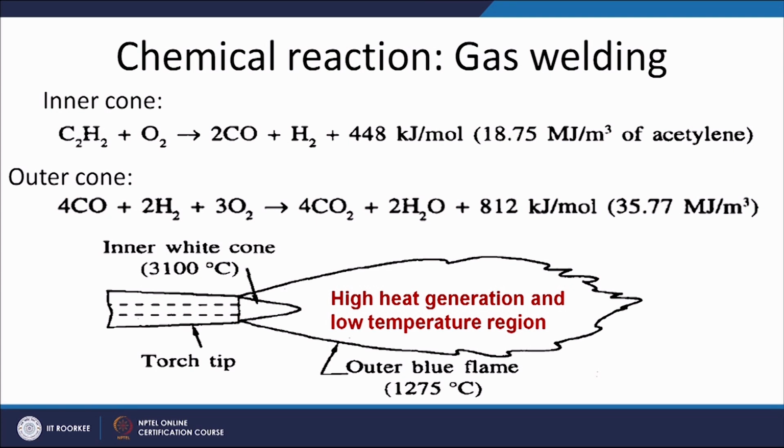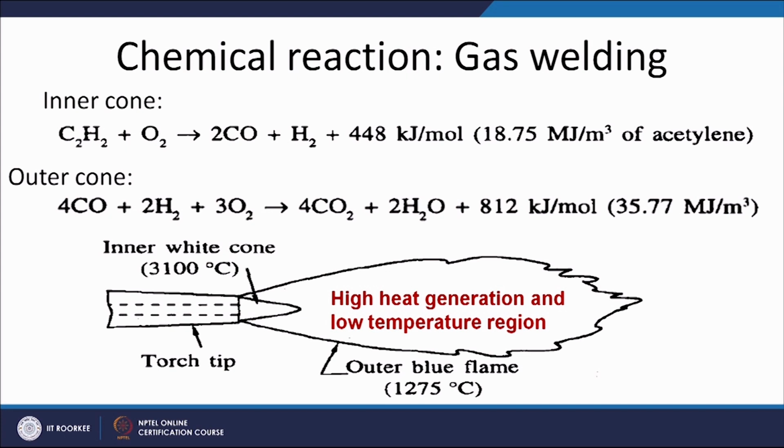Whenever the fuel gas and oxygen mixture is burned, it produces basically 2 or 3 cones depending upon the relative amount of the fuel gas and the oxygen. Like here, 2 cones are produced whenever flame is produced with the combustion. There is an inner cone and there is an outer cone.